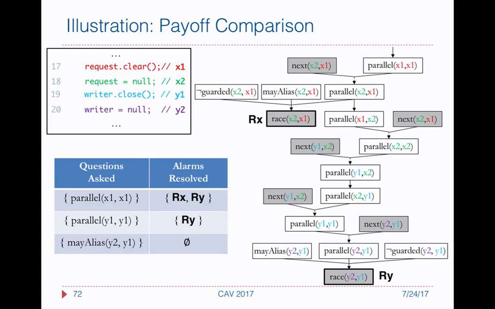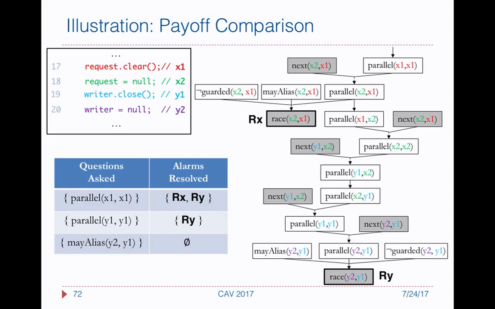Okay? And then if we ask questions such as whether y1 and y2 may alias, this in fact is true. So the user is not going to refute this fact, because y1 and y2 indeed access a memory location that is may aliased in the concrete semantics. Okay? So here the payoff is we have not resolved any alarms. So we have asked the user a question and not gotten any benefit.